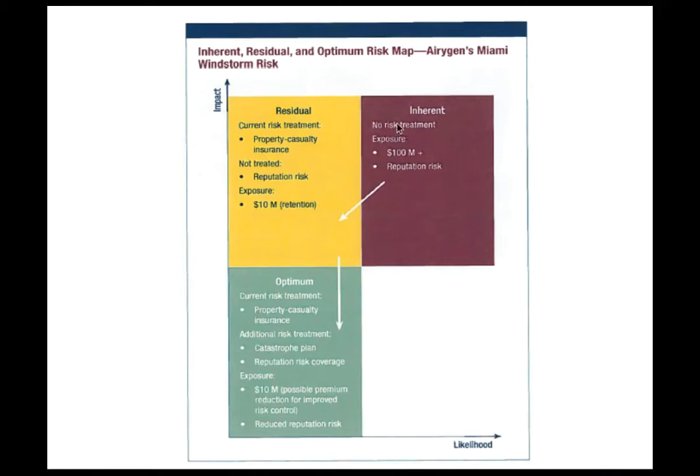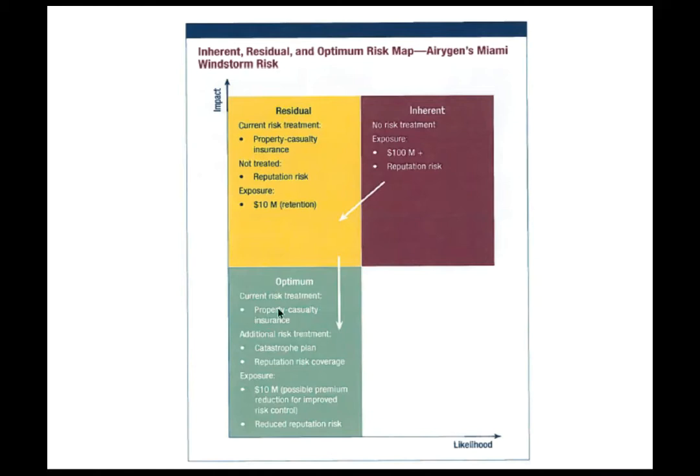So the idea is inherent risk. That means you're not doing anything. The risk of a windstorm, for Airgen's Miami windstorm risk, if there's no risk treatment, there's exposure, 100+ million, then they have a reputational risk just off the bat by not doing anything. If they now buy insurance, so if they treat it by buying property and casualty insurance, that'll help that aspect of it. But they still have a reputational risk, and the exposures, they're buying about $10 million in insurance to cover it. So they still have some retention of some costs there.